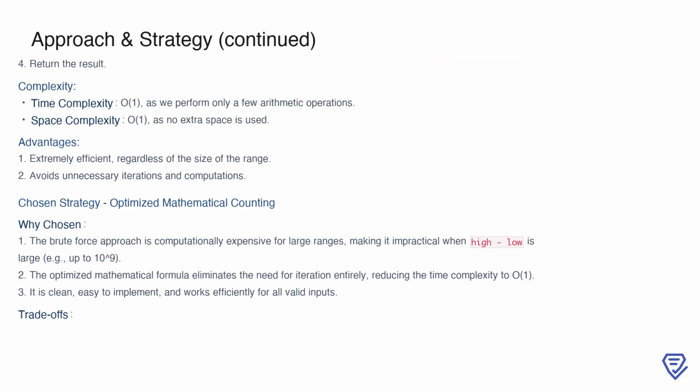To implement this optimized approach, we follow just a few steps. First, compute the count of odd numbers up to high using the formula (high + 1) / 2. Next, compute the count of odd numbers up to low - 1 using the formula low / 2. Finally, subtract the second result from the first to get the total number of odd numbers in the range low, high.